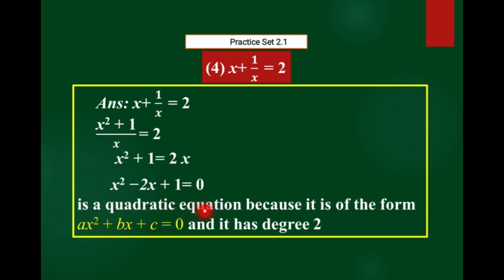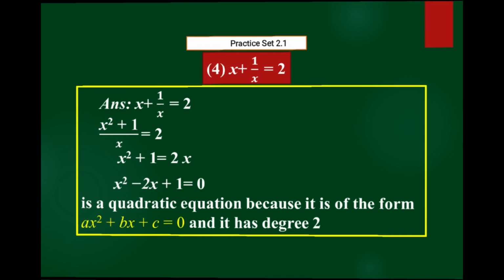This is a quadratic equation because it is of the form ax square plus bx plus c equals to 0, and it has degree 2. So in this problem we have to simplify, and we have to write the given equation in general form. So this is a quadratic equation and the degree of this equation is 2.